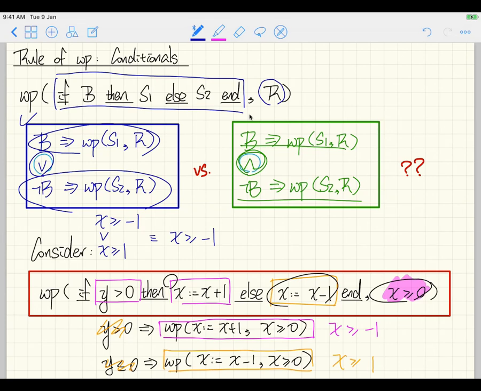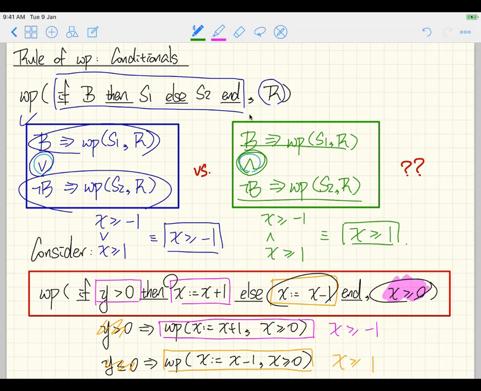Let's also calculate the right-hand side. Let me put this part here in blue. Let's also try the green one. The green one is going to be x larger than or equal to -1 and x larger than or equal to 1. In this case, it's more like doing an intersection. So that would be equivalent to x larger than or equal to 1. That's the weakest precondition. So far so good?